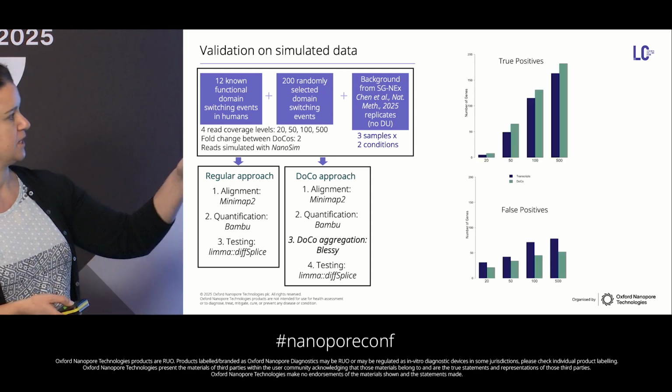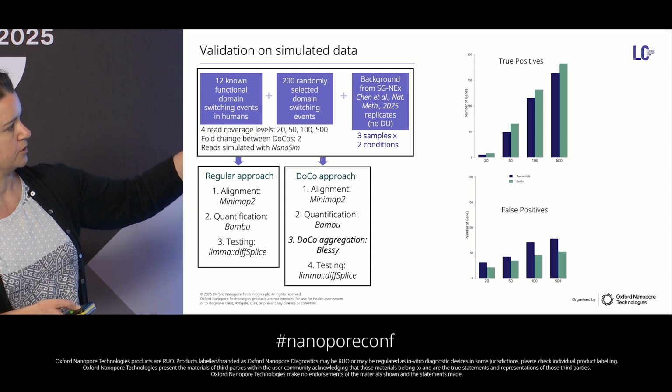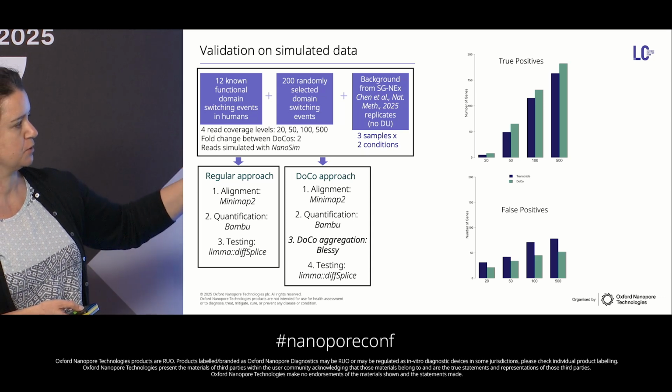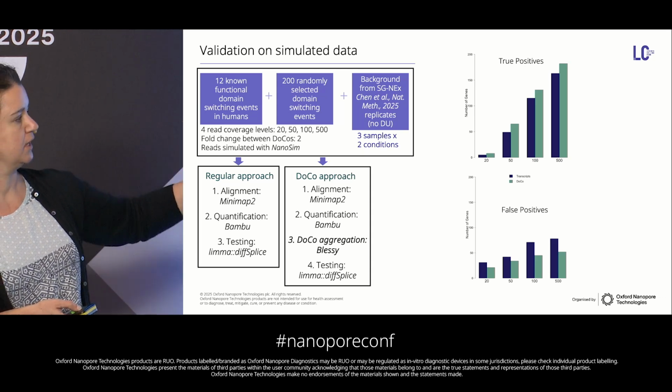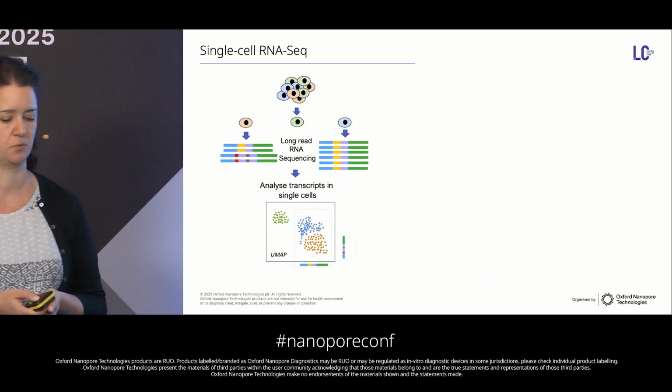These are the results, showing you across different coverage levels. In the green, you can see the DOCOs compared to the blue in transcripts. So we pick up more true positives and fewer false positives. A nice validation that the method works.